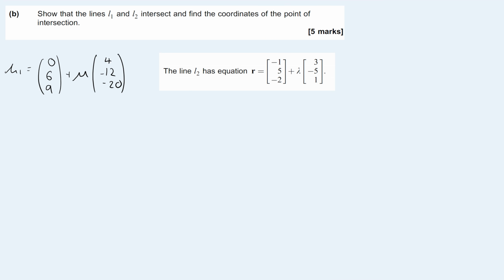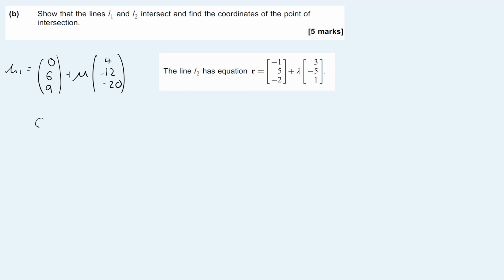Okay, so here's part B then. I've taken L2 from the original question and also L1 that we've already found. So we're asked to show that the lines intersect and to find the coordinates of that intersection. In order to do that, we're going to set up 3 equations.